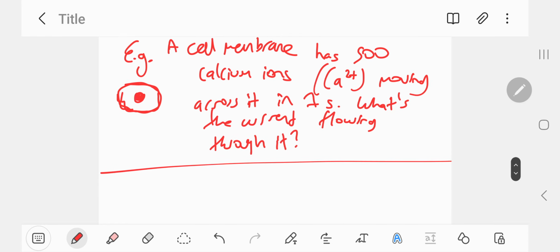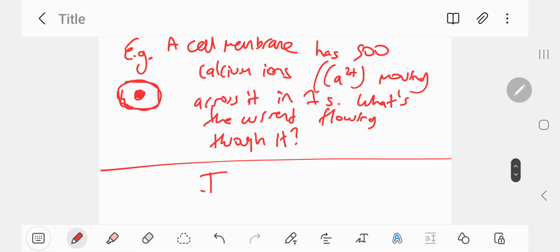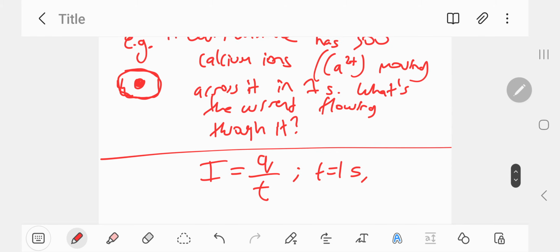Let's break this down. So we need to use this formula. I equals Q over T. We know what T is. T is just 1 second. Now Q, what's Q? Well, calcium ions, so calcium in this case has a positive charge, calcium ion of +2. So therefore Q is 2 times the charge, 1.6 times 10 to the minus 19.